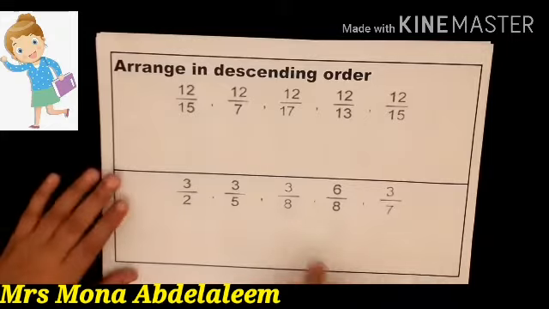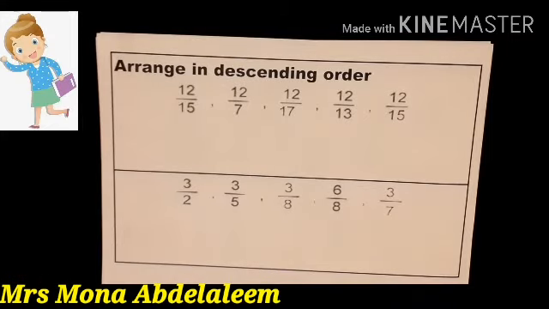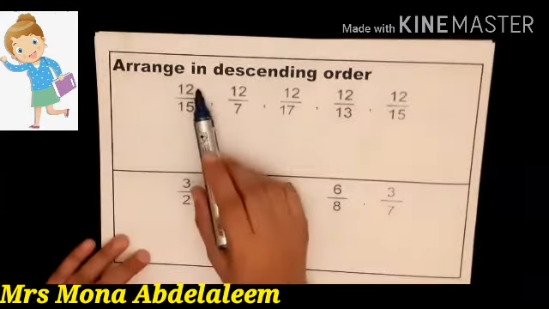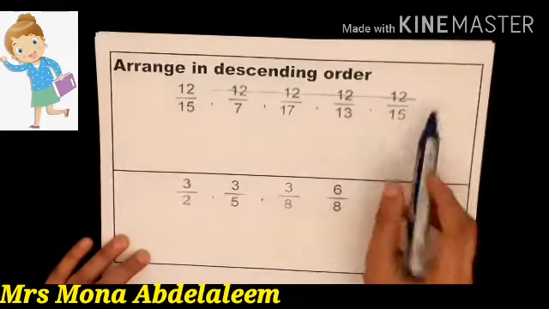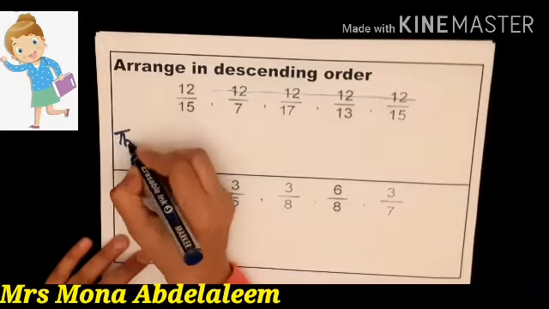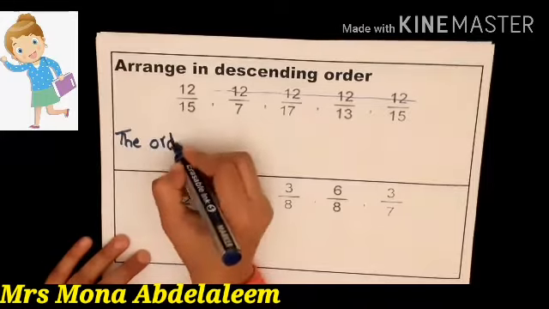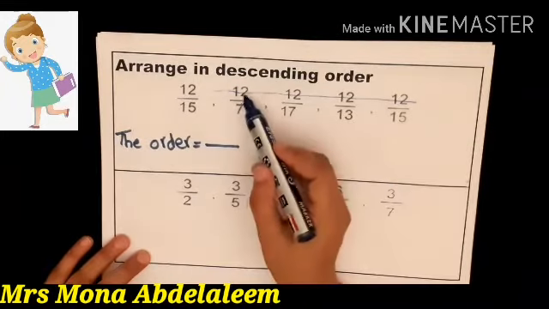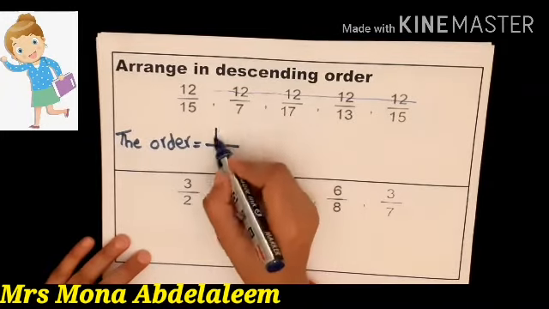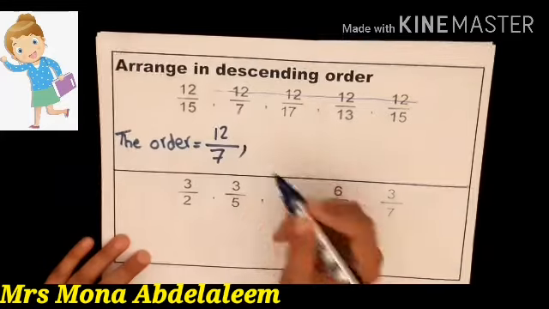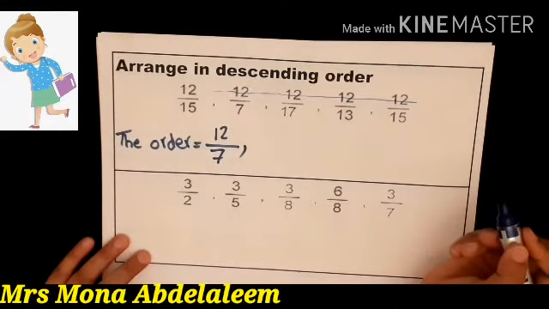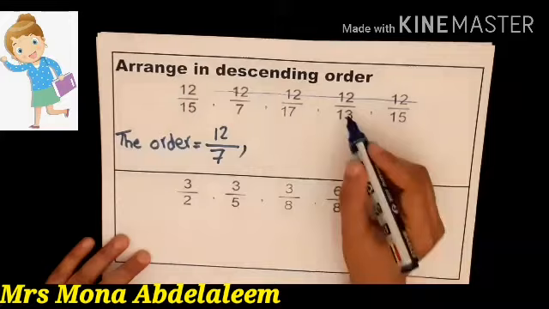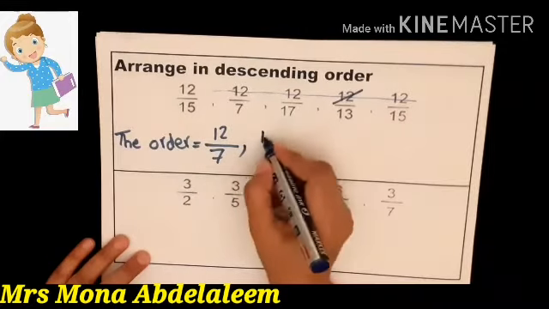We will arrange in descending order. Descending order. Look at what? Well done. The numerator is the same. The numerator is the same. So which is greater? Well done. Which is greater? Good. 12 over 7 is the greatest, to 1. Then, good, 12 over 13.